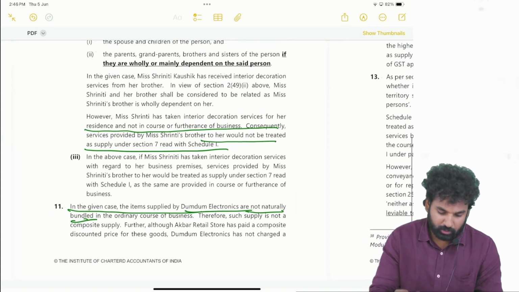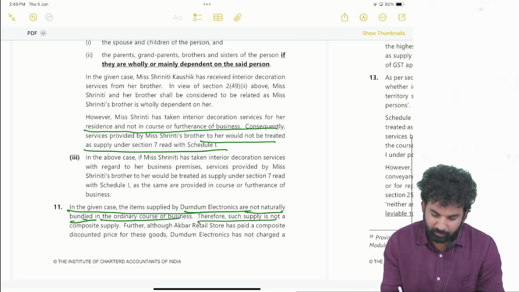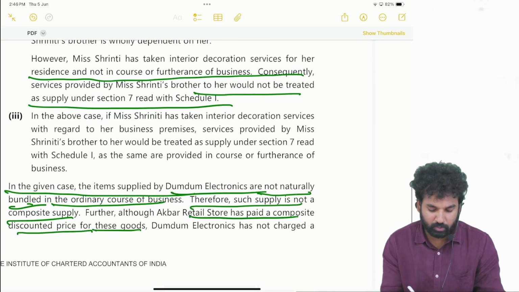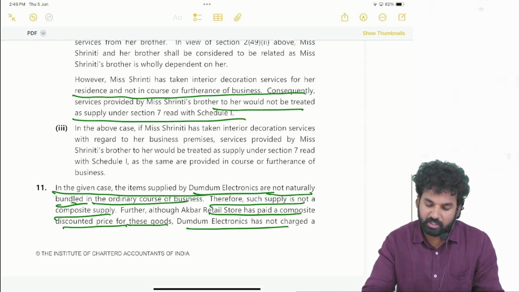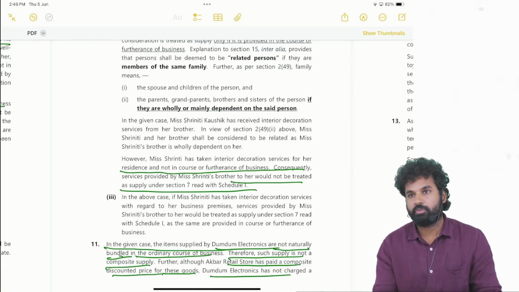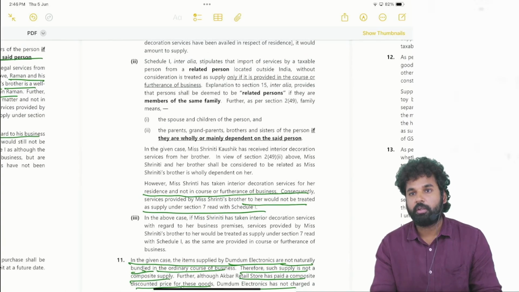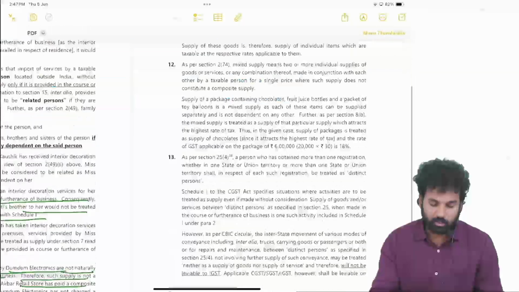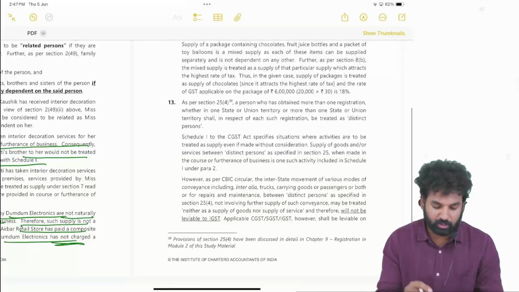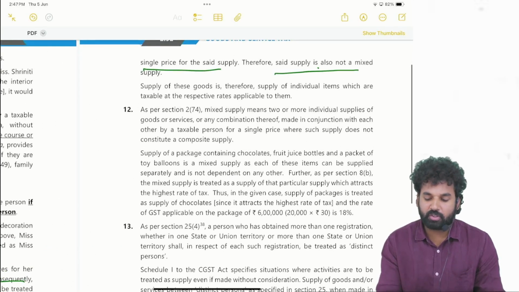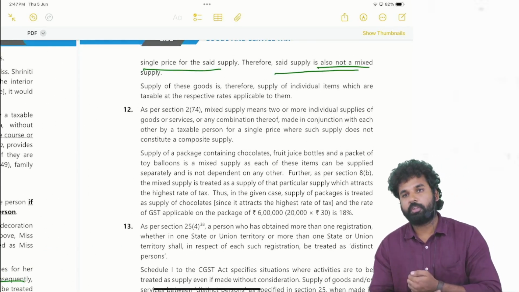In the ordinary course of business, such supply is not a composite supply. Further, Akbar Retail Stores has paid a composite discounted price for these goods, but Dum Electronics has not charged that. Payment doesn't matter here. You need to take into consideration how they have billed. In the invoice they have mentioned it separately. Dum Electronics has not charged a single price for the said supply. Therefore, said supply is also not a mixed supply.